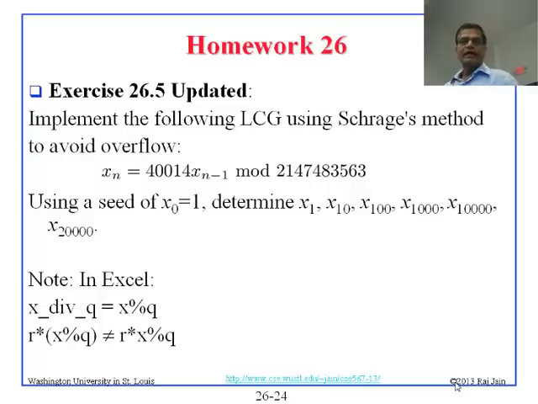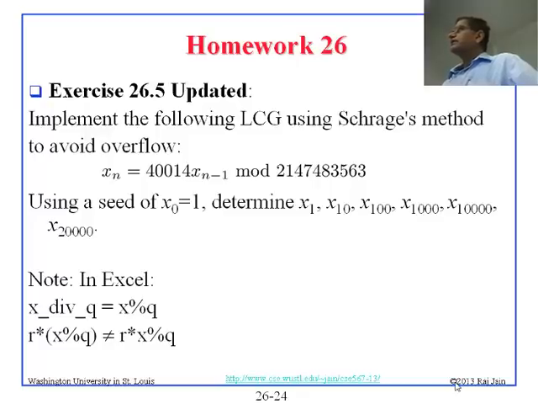Okay? All right, so for you to do that 10,000 times, you have to implement this generator using a seed of 1, and you have to determine 20,000. So basically 1, 10, 100, 1,000, 10,000, and 20,000. All right. By the way, the percentage sign is used in Excel for div. Right? And then you multiply that.